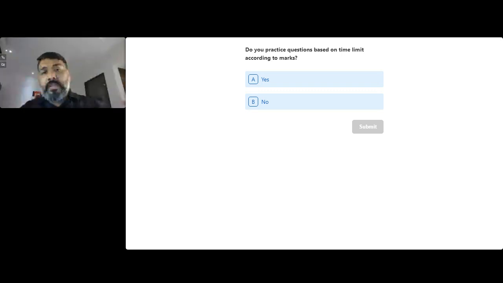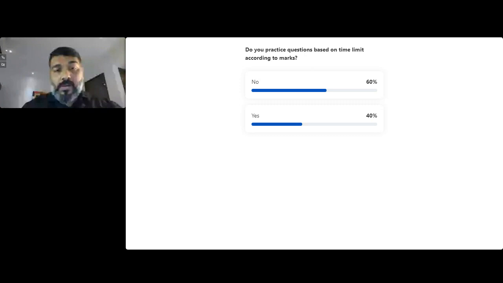Now, many students don't spend sufficient time practicing questions in exam scenario. Do you practice questions based on the time limit accorded to the marks? Do you set 90 minutes for it? Do you try practicing it? Do you check whether you are able to complete it in 90 minutes or not? Can we have your response? Good, so we can see that there's a very huge majority who don't practice it.